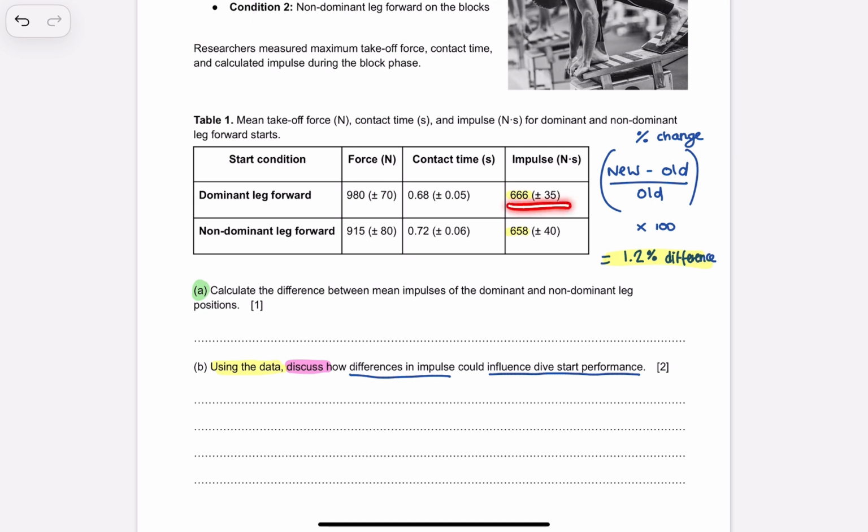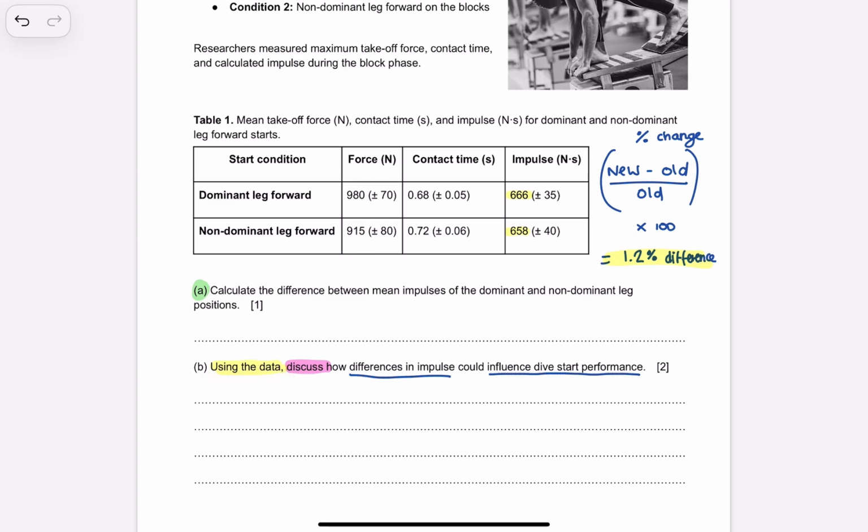So if we've got more momentum, then we should have a better dive, and usually that's going to mean faster. And if it's faster, and if the angle of release and all that is also considered, it might potentially be further, but it's definitely going to be faster if we've got a bigger net impulse. However, it does say using the data.